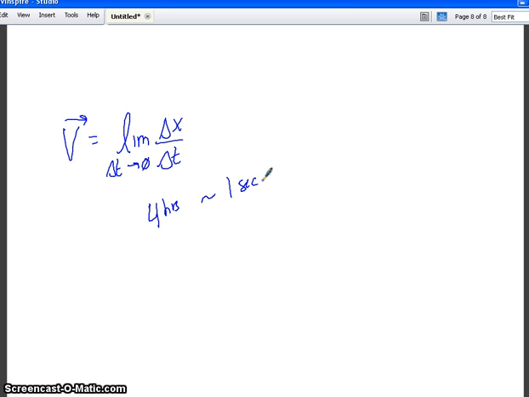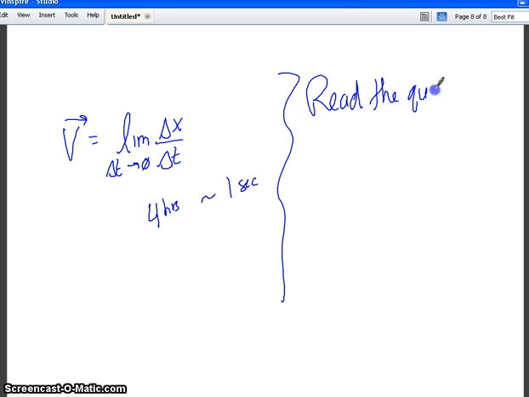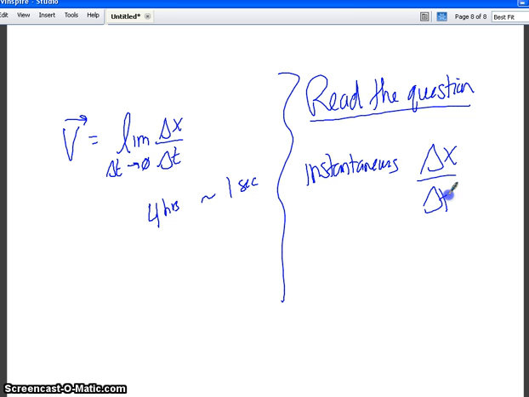The main point of this video is very simple: you have to read the questions you are given. Please read the questions, because there is a difference between average velocity and instantaneous velocity. If you need to find the instantaneous velocity, don't use that equation.